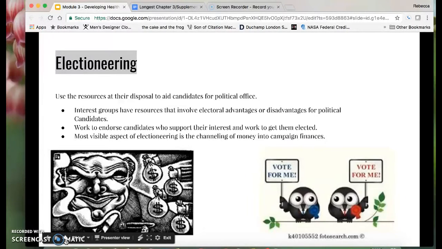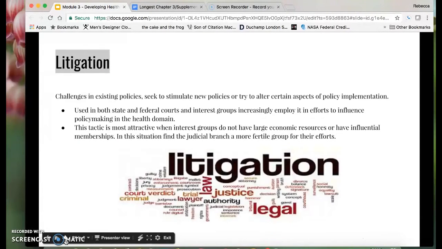So it's kind of like if candidate A is supporting what they're saying, they're going to provide money or also kind of push for people to vote for this particular individual in office. The next one is litigation. So sometimes in challenges to existing policies, they use it to stimulate new policies or try to alter certain aspects of policy implementation. This can be used in both state and federal courts, and interest groups increasingly employ it in their efforts to influence policymakers in the health domain.